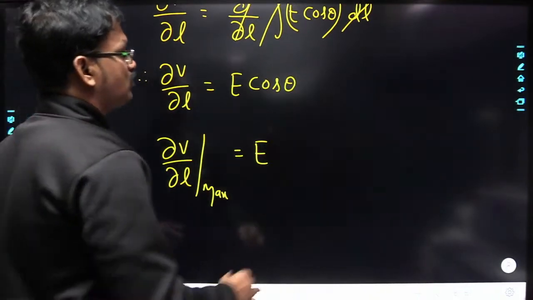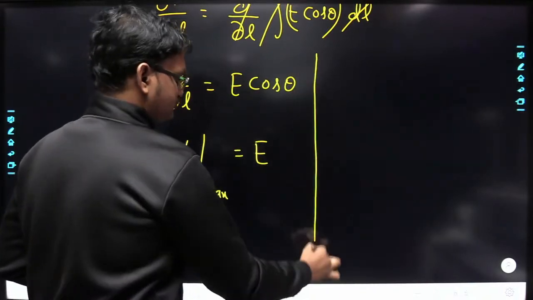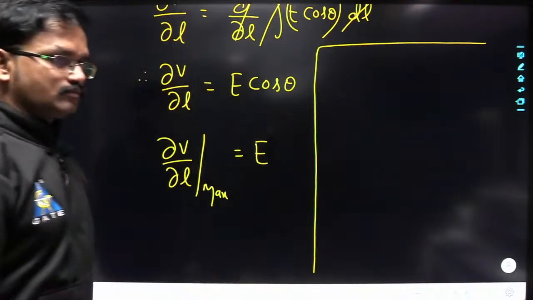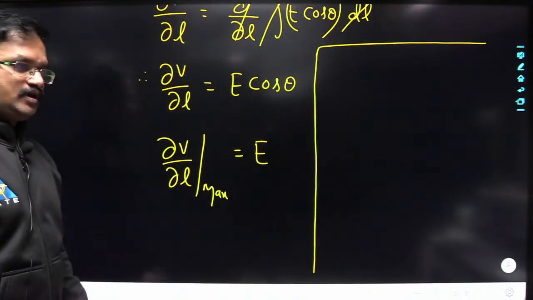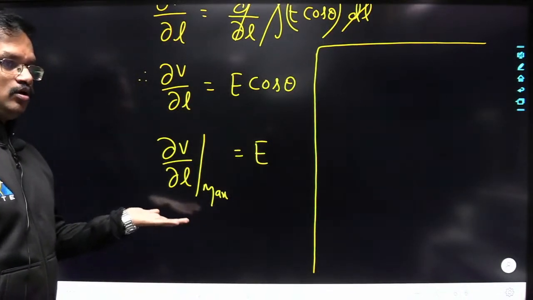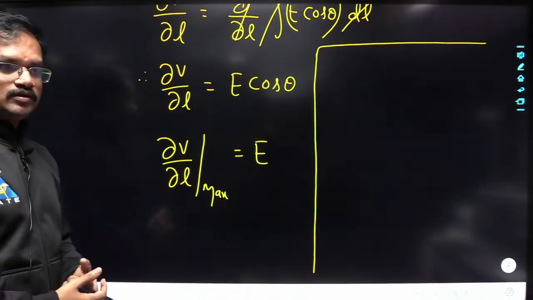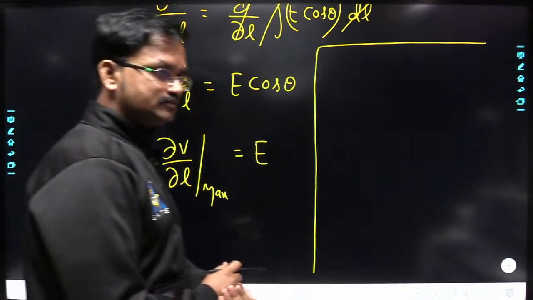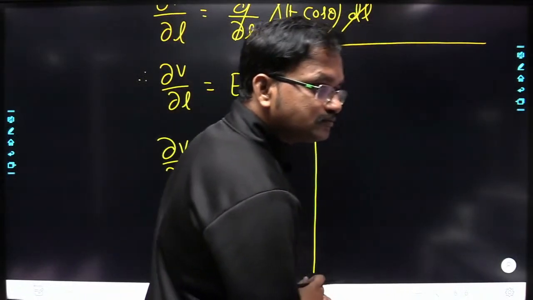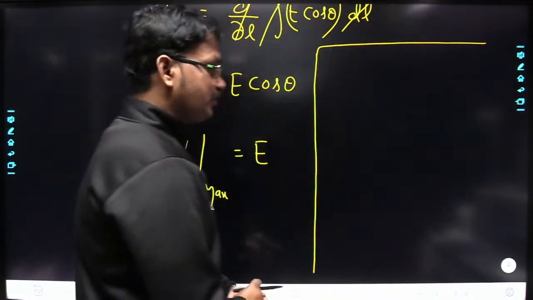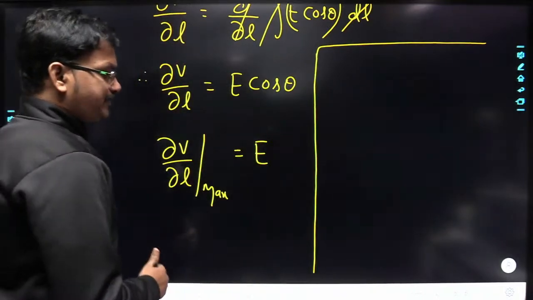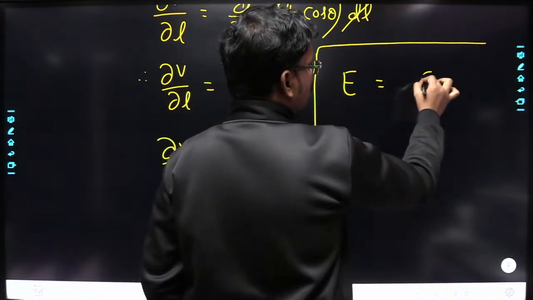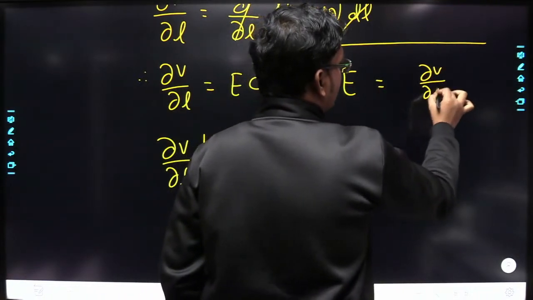Is this point clear here? ∂V/∂L maximum is equal to E. Okay, very good. So I got E is equal to ∂V/∂L maximum.